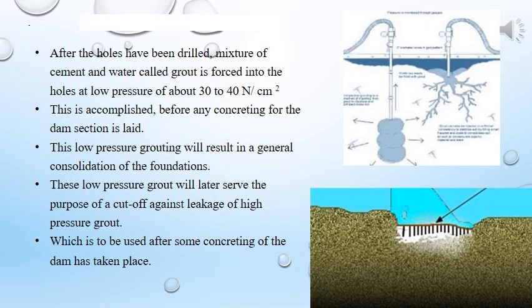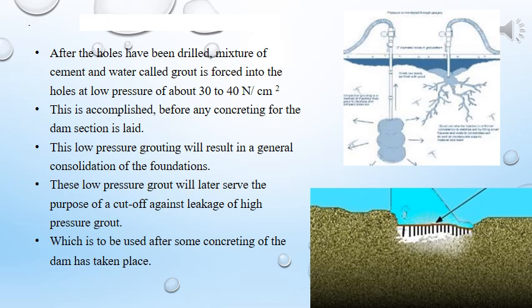So, after the holes have been drilled, a mixture of cement and water, which is called grout, is forced into the holes at low pressure of about 300 to 400 kilonewton per meter square, or you can say 30 to 40 Newton per centimeter square. This is accomplished before any concreting of the dam section is laid.